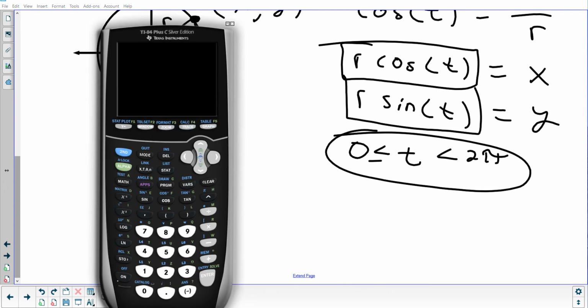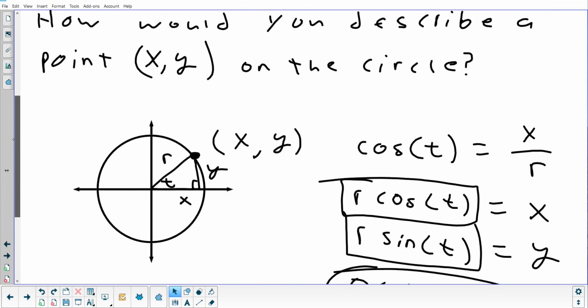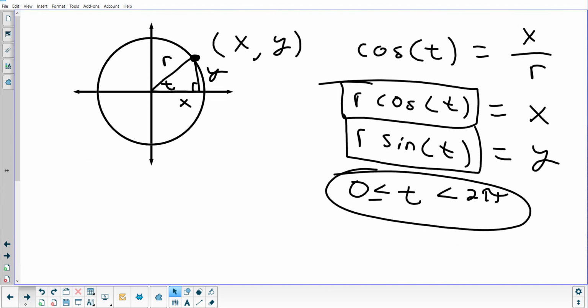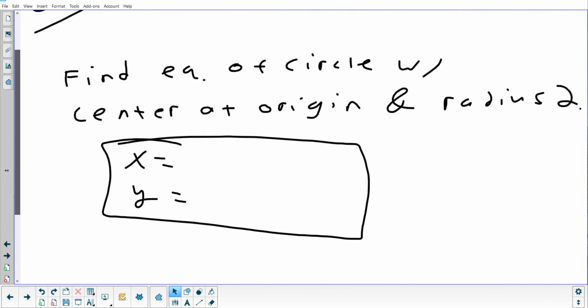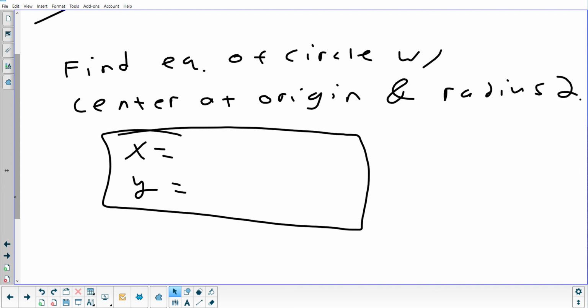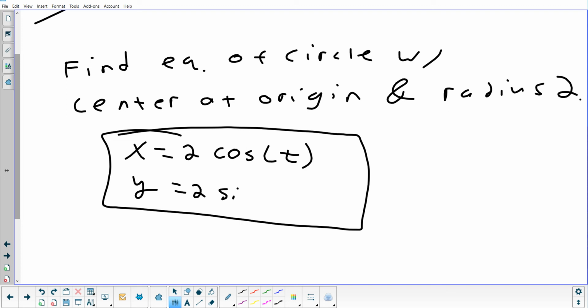Let's try it. Well, actually, we're going to do an example with a number in a second. Let's find the equation of a circle at the origin with a radius of 2. What would be my x formula for a circle at the origin with a radius of 2? 2 cosine t. And what would be my y value? 2 sine t.